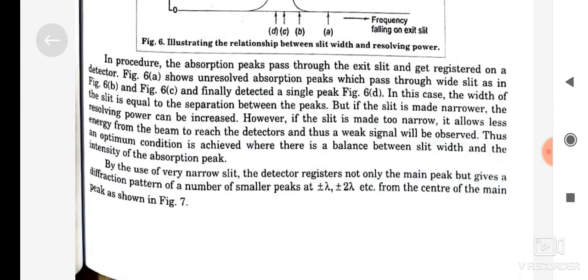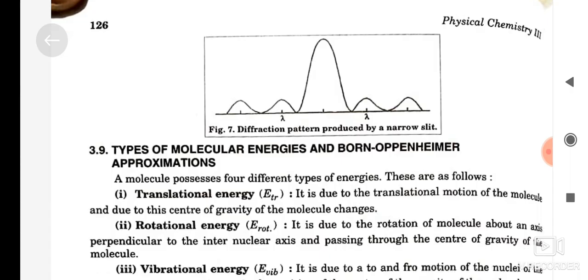In this case, the width of the slit is equal to the separation between the peaks, but if the slit is made narrow, the resolving power can be increased. However, if the slit is made too narrow, it allows less energy from the beam to reach the detector and thus a weak signal will be observed. Thus an optimum condition is achieved where there is a balance between the slit width and the intensity of the absorption peak. By the use of a very narrow slit, the detector registers not only the main peak but gives a diffraction pattern of a number of smaller peaks at plus minus lambda, plus minus 2 lambda, etc. from the center of the main peak, as shown in figure 7.